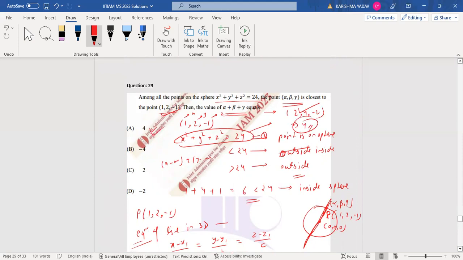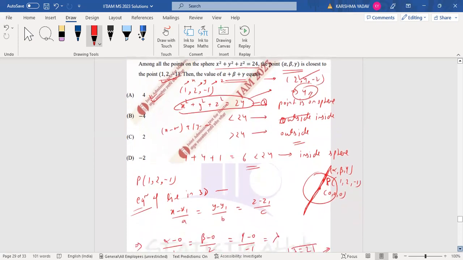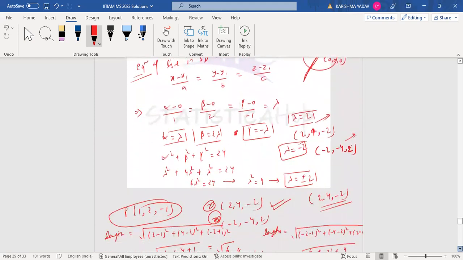So there are two things here. You have to know how you will check whether the point is on the sphere, outside the sphere, or lying inside the sphere. First, you have to know the equation of a line in 3D. That is the second thing, and the distance formula that we all know. These are the two main things that you have to know for this question. So that's all about question number 29. Let's see question number 30.